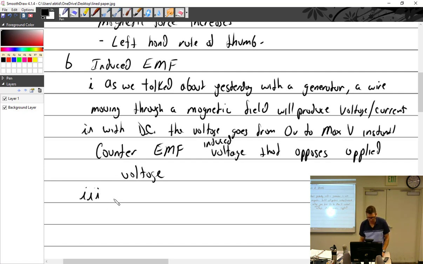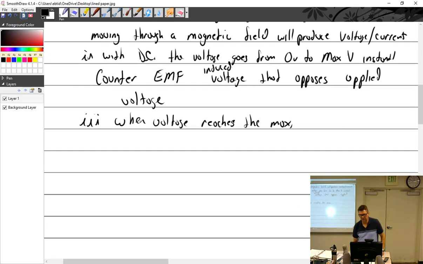So point number 3, because I'm talking DC right here: when voltage reaches the max, the counter EMF stops. That's CEMF, counter EMF.